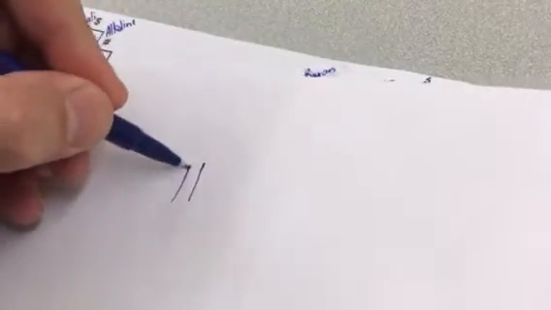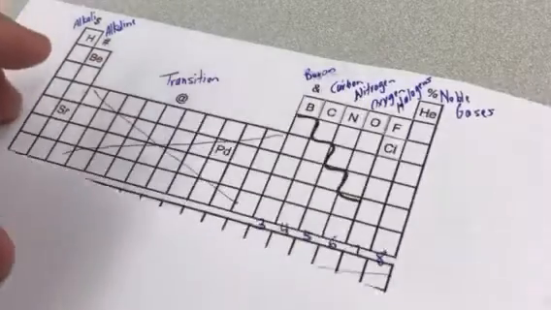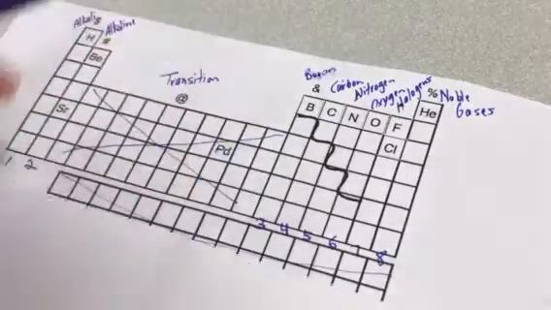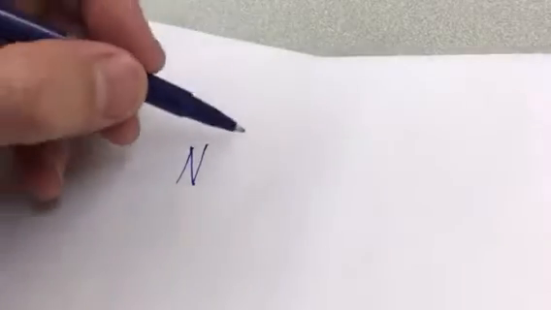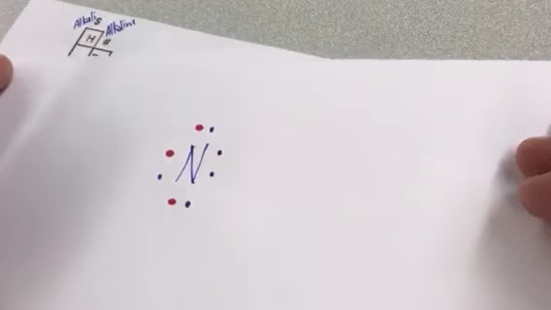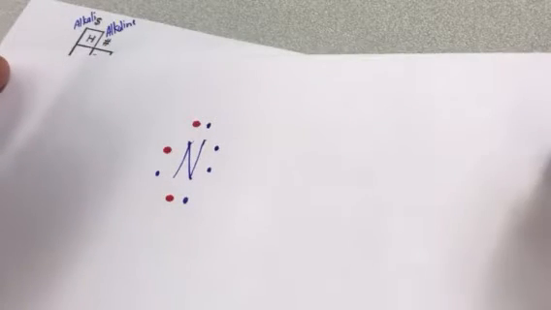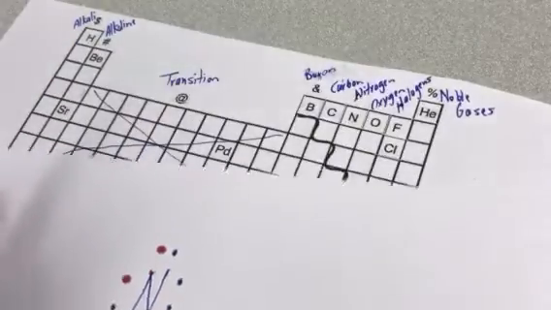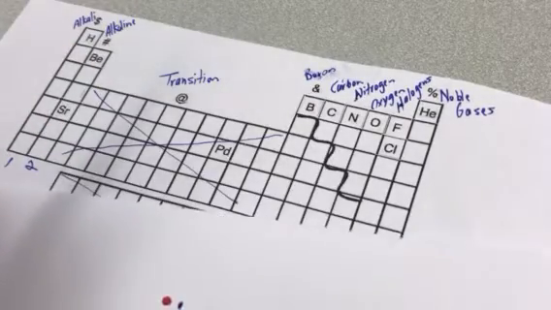If I do the dot diagram for nitrogen, nitrogen is in group 15, so it means it has 5 valence shell electrons. So I would draw the dot diagram like this: 1, 2, 3, 4, and 5. And you should notice right away that it can bond where there are not pairs. So it can bond right there, it can bond there, and it can bond there. So it can bond in 3 different areas on that atom in order for it to have 8 valence shell electrons.